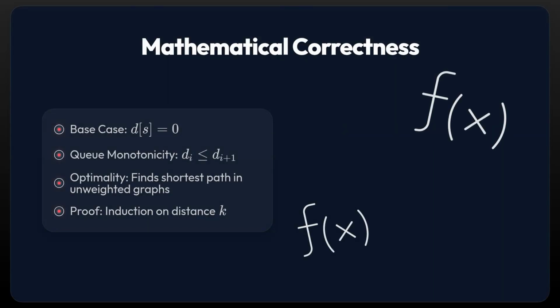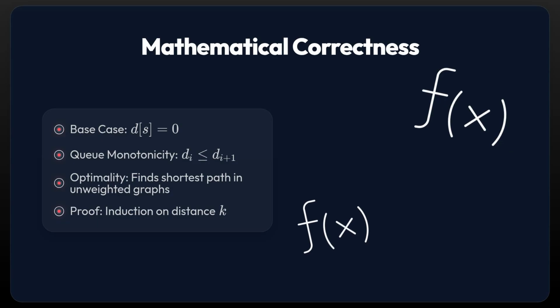Why do we trust BFS? Because it is provably correct. By induction, we can show that if BFS has correctly found all nodes at distance k, it will correctly find all nodes at distance k plus 1. A key invariant is queue monotonicity. The distances of nodes in the queue never decrease and differ by at most 1. This ensures the algorithm never jumps ahead, guaranteeing the shortest path in unweighted environments.